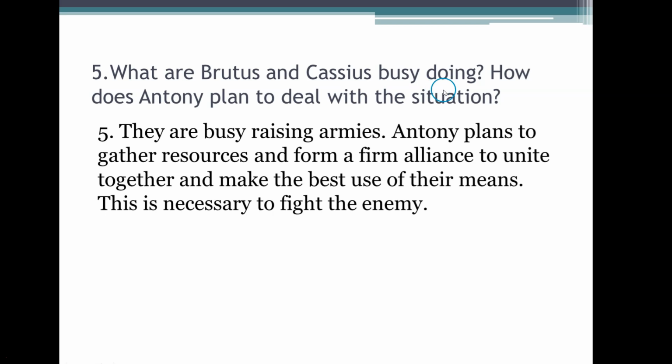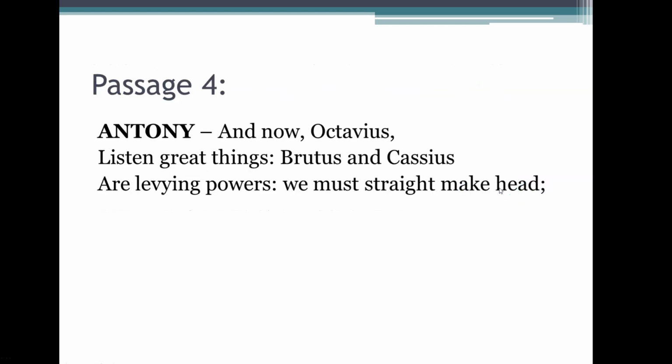What are Brutus and Cassius busy doing? How does Antony plan to deal with the situation? Answer. So Brutus and Cassius are busy raising armies. Antony plans to gather resources and form a firm alliance to unite together and make the best use of their means. This is necessary to fight the enemy. So here you can underline what are they busy doing? Busy raising armies. This is the first line to be underlined. And the next, plans to gather resources and form alliance to unite together and make the best use of their means. So till here, the second line, you can underline.